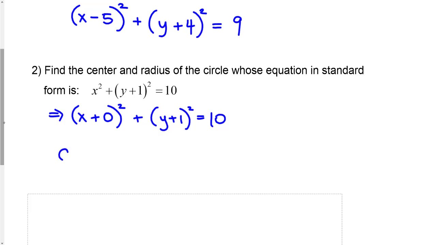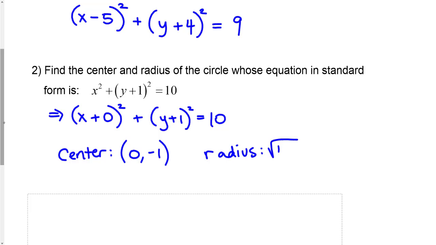So that the center is identifiable at the coordinates 0, negative 1, and the radius, be careful not to just say 10 here, because 10 is the square of your radius. It's the square root of 10 that would be your radius in this case.